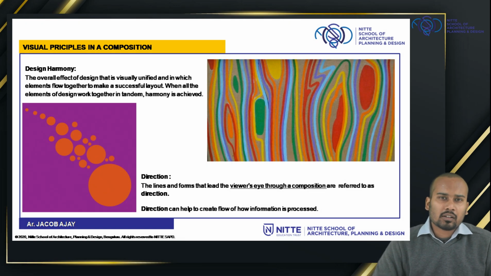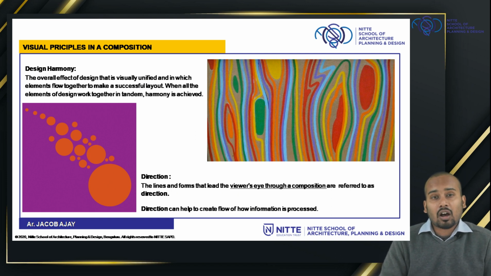What is design harmony? The overall effect of design that is visually improved or visually pleasant, and in which elements flow together to make a successful layout. For example, we can just observe where elements flow together and where the design feels very harmonious. So something where colors and design patterns merge with each other or synchronize with each other, so that the overall effect quality is present.